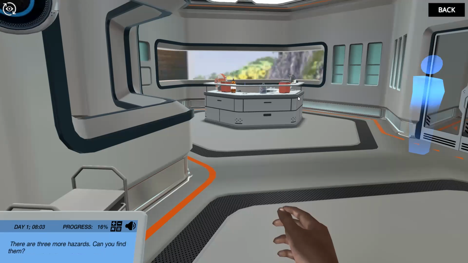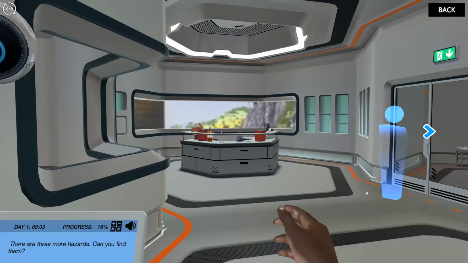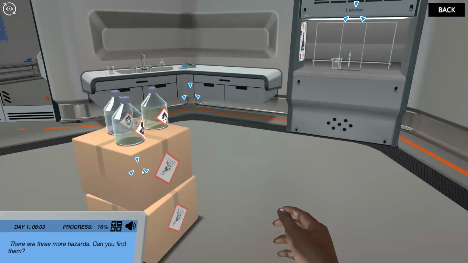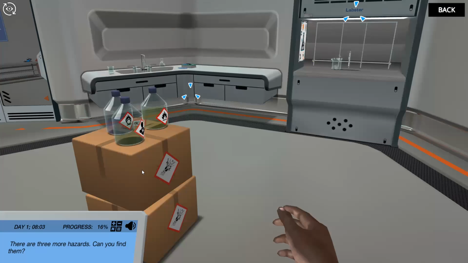There are 3 more hazards on the bench. Can you find them? I'm looking. Oh, here's one. Oh, darn, this is bad right here. Chemicals need to be stored in designated cupboards and not just placed on the floor. This is especially important for reactive chemicals. Flammable liquids need to be stored in fireproof cabinets.